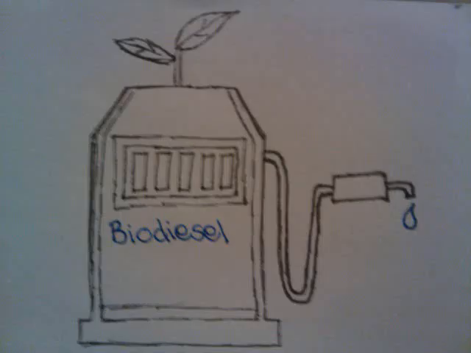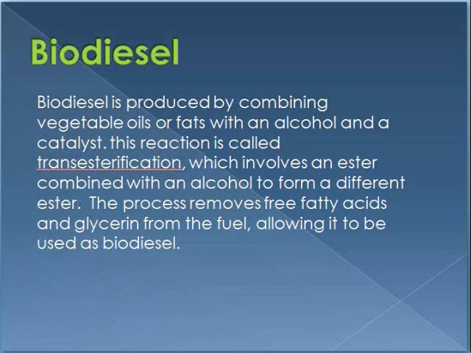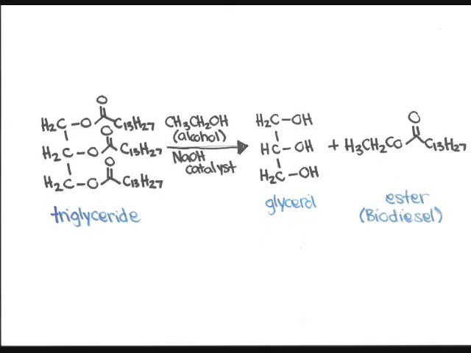One real-life application of catalyst is biodiesel. Biodiesel is produced by combining vegetable oils or fats with an alcohol and a catalyst. This reaction is called transesterification, which involves an ester combined with an alcohol to form a different ester. The process removes free fatty acids and glycerin from the fuel, allowing it to be used as biofuel.